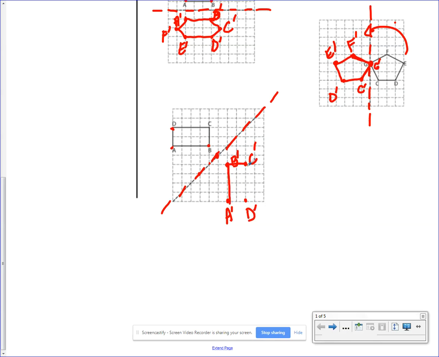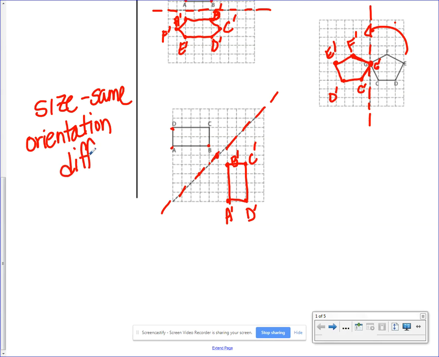So notice that this rectangle in its reflected image isn't oriented the same way. Okay, the size is the same. The position is different, and the orientation ends up being different. Sometimes the orientation may look the same if your particular image has a line of symmetry in it. But in this case, the orientation is different for this guy, okay?